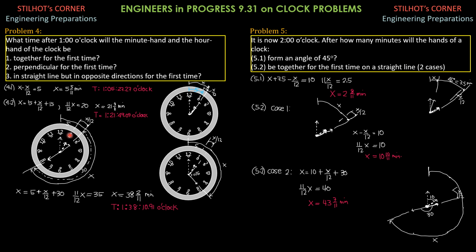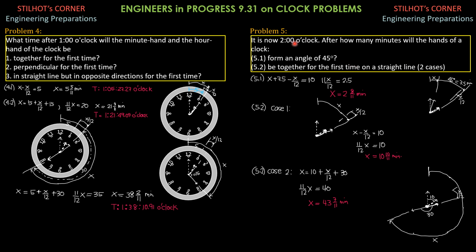So the equation would be x is equal to 5 plus x over 12 plus 30. This 30 here. So x is 5 plus x over 12 plus 30. So 11 over 12, x is 35. Therefore, x is 38 and 2 over 11 minutes. So the time, 2 over 11 times 60, time is 1:38, 10:91 o'clock.